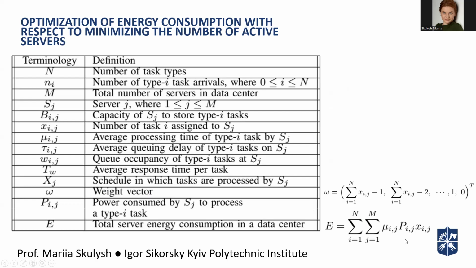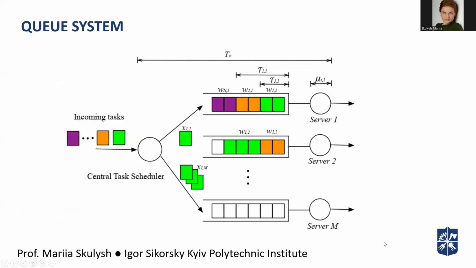So energy consumption is how many tasks are processed on the node. E is the number of tasks, G is the number of the node where it was processed, and in this way we can calculate the energy consumption.